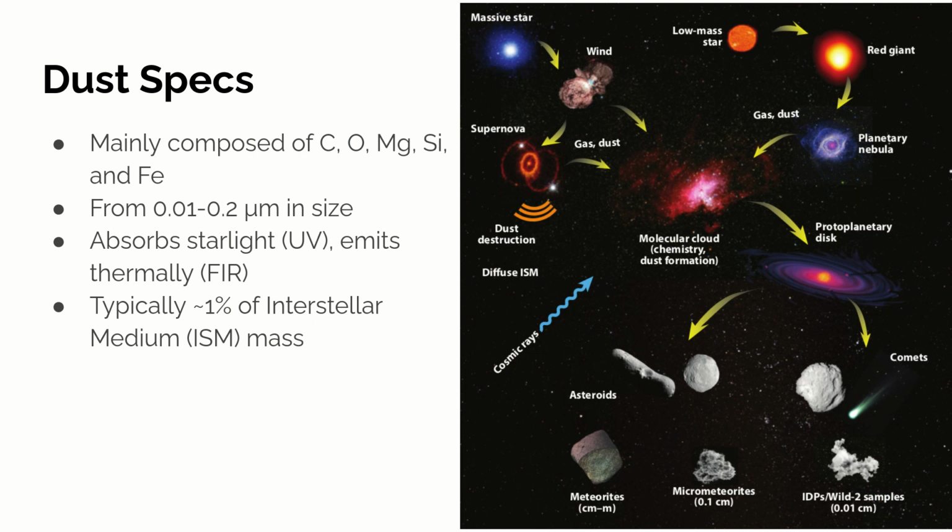Dust grains are typically about 0.01 to 0.2 micrometers in size and are mainly composed of metals such as carbon, oxygen, magnesium, silicon, and iron. These dust grains will absorb starlight in the UV and optical and re-emit that energy as light in the far infrared and infrared. And dust is typically about 1% of the interstellar medium's mass.